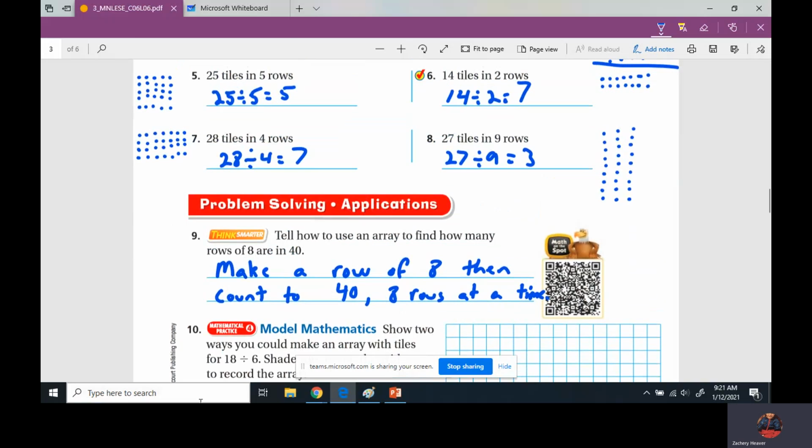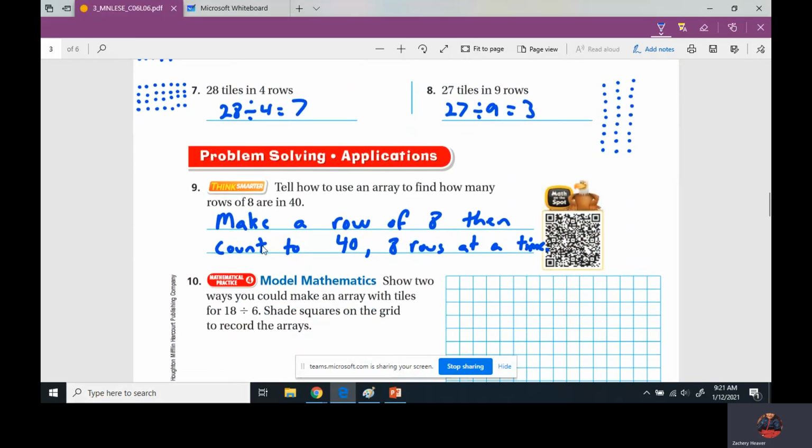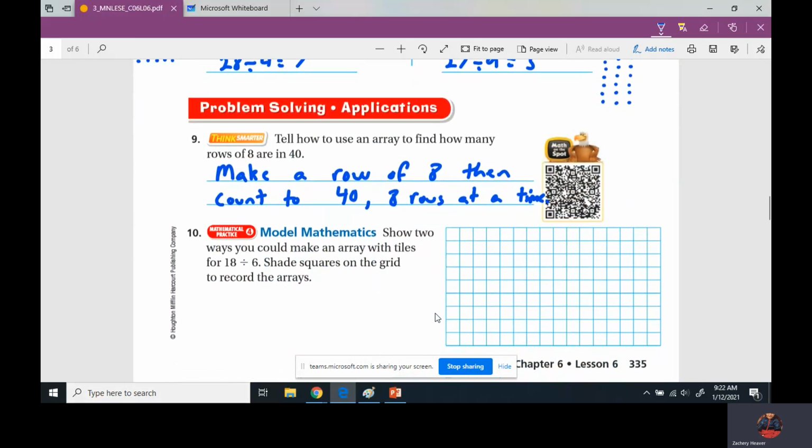So just like we did, we made our first row of 4, and then we kept making rows of 4 till we got to our number. We made a row of 9. We counted row 9 till we got to 27. So we'd make our row of 8, then count to 40, 8 at a time. So it would be 8 down, and then 16, 24, 32, 40. Make a row of 8, then count to 40, 8 at a time.